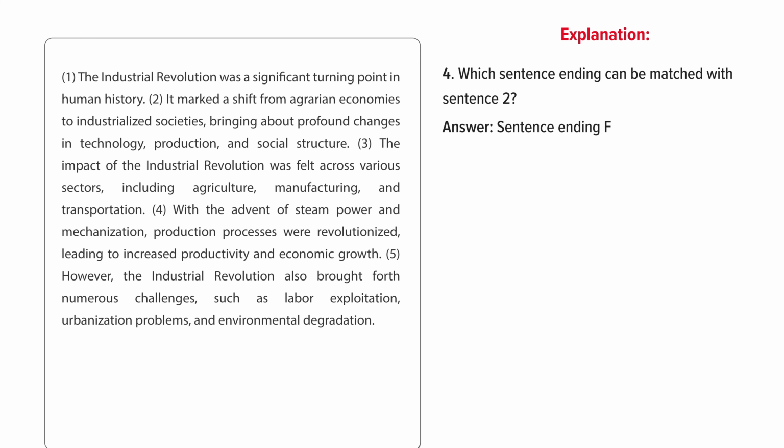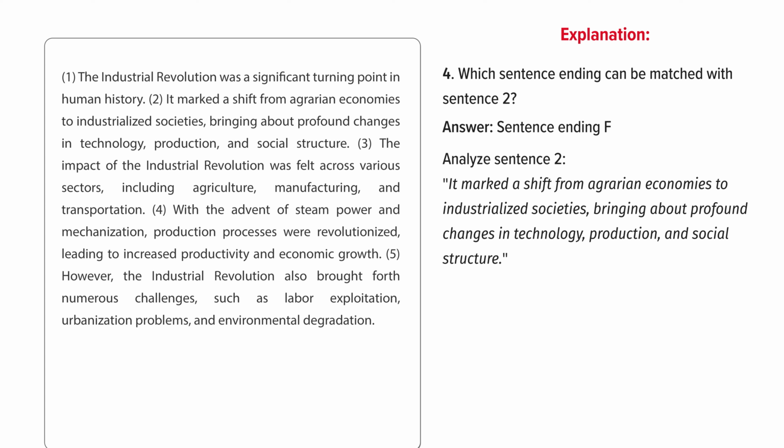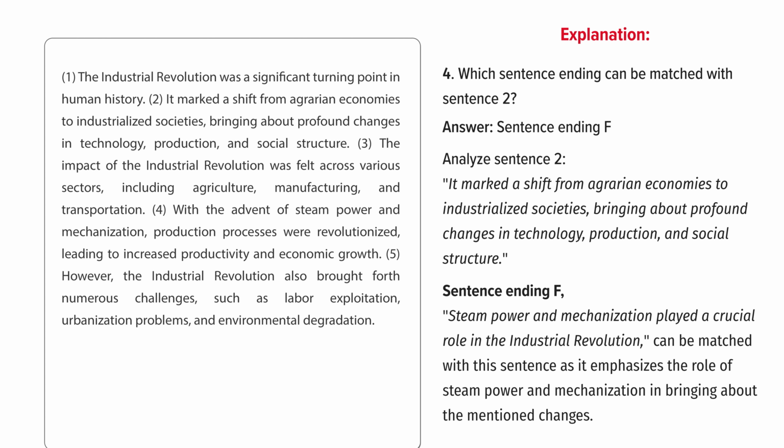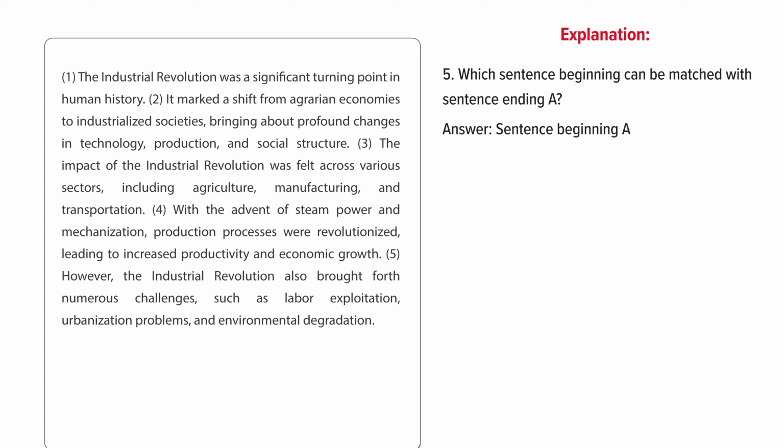4. To answer this question, analyze sentence 2. It marked a shift from agrarian economies to industrialized societies, bringing about profound changes in technology, production, and social structure. Sentence ending F, Steam power and mechanization played a crucial role in the Industrial Revolution, can be matched with this sentence as it emphasizes the role of steam power and mechanization in bringing about the mentioned changes. 5. To answer this question, focus on sentence ending A.